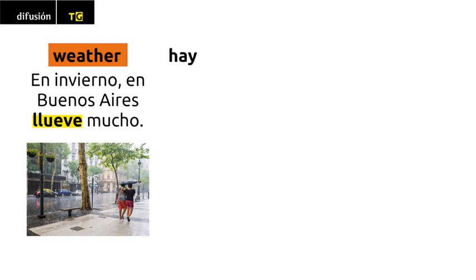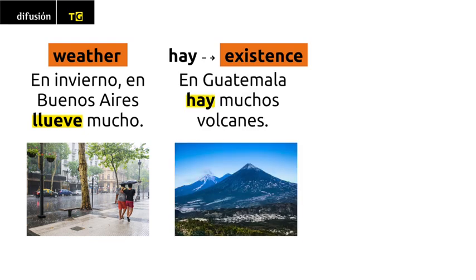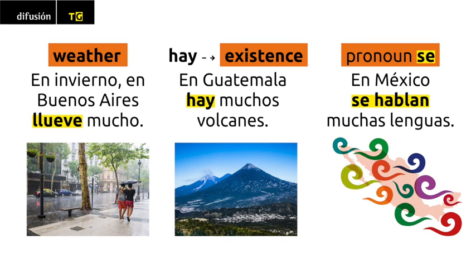Sentences formed with hay to talk about the existence of something are also examples of impersonal constructions. En Guatemala hay muchos volcanes. As well as some sentences with the pronoun se. En México se hablan muchas lenguas.